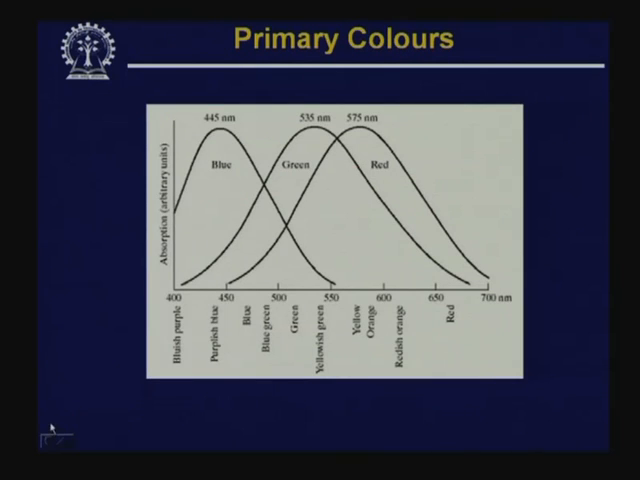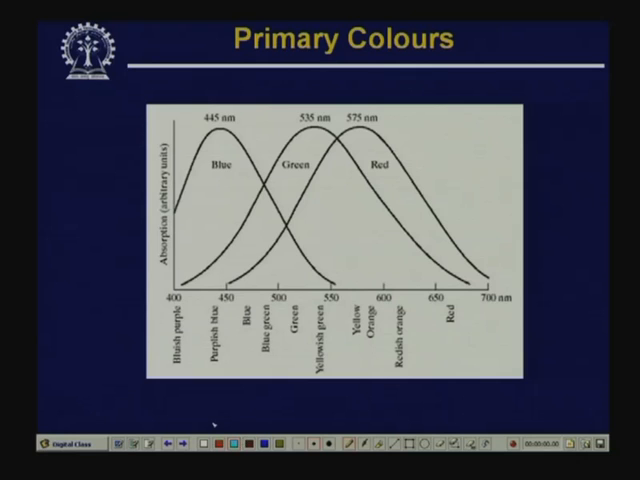As shown in this diagram, the blue cones are most sensitive to a wavelength of 445 nanometer. The green cones are most sensitive to 535 nanometer, whereas the red cones are most sensitive to 575 nanometer. So, these experimental figures are slightly different from what was specified by CIE, and one point has to be kept in mind: though the CIE standard specifies red, green and blue to be of certain wavelength, no single wavelength can specify any particular color.